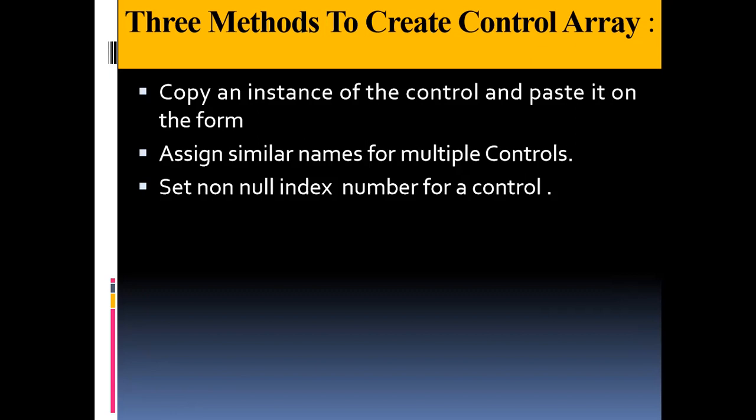The second method, and that is the most important method, is we can assign similar names for multiple controls. As we have already discussed, I have already explained multiple controls with the same name. And the third method is we set a non-null index number for a control. So these are the three important methods through which we can create a control array in Visual Basic. In this video, we just see how to create a control array by assigning the similar name for multiple controls. So let's see how we can create the control array in Visual Basic.